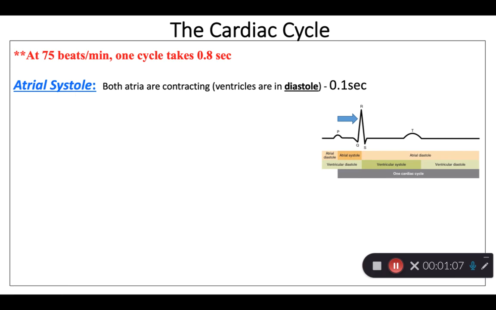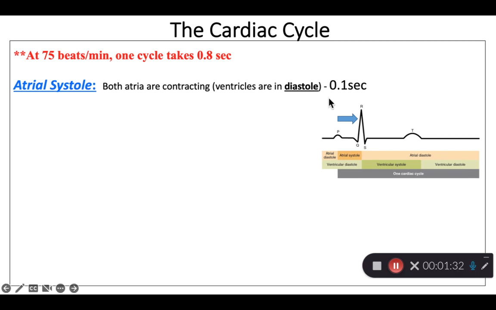We're going to break down the cycle into 3 events. We're going to have atrial systole, so that's the period in which the atria are contracting. Then we're going to enter what's called ventricular systole. That's when the ventricles are contracting and the atria have relaxed. Then we're going to enter what's called relaxation, and that's when the ventricles relax and the atria are still relaxed.